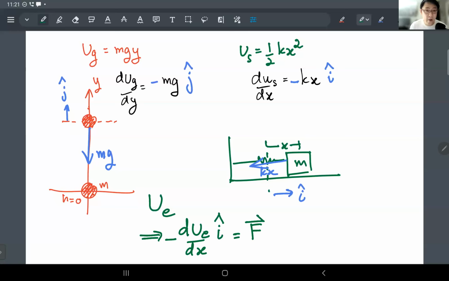Okay. However, the problem is this. Because you take the derivative with respect to x, what you get is only the x component of this. But it works because whatever you differentiate with respect to, you're going to get the vector in that direction after slapping the negative sign in the front. Cool? So that means you should be able to do this along the y and along the z axis as well, to give you the force along x, force along y, force along z.